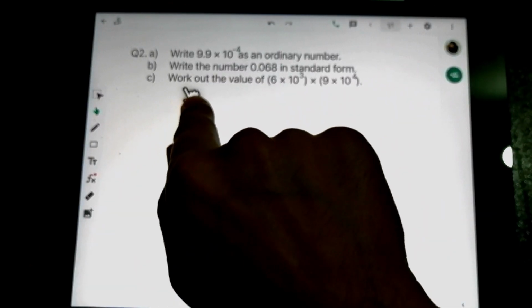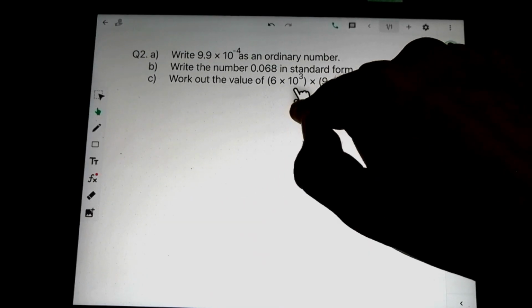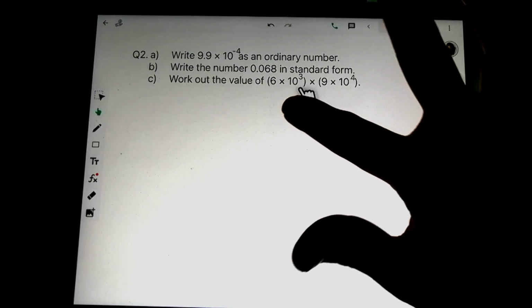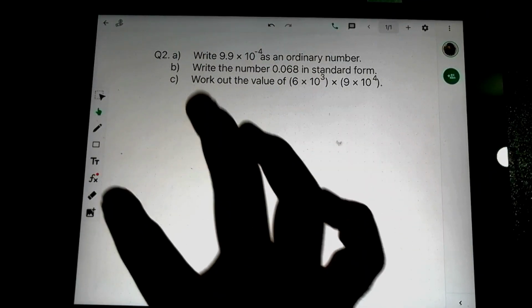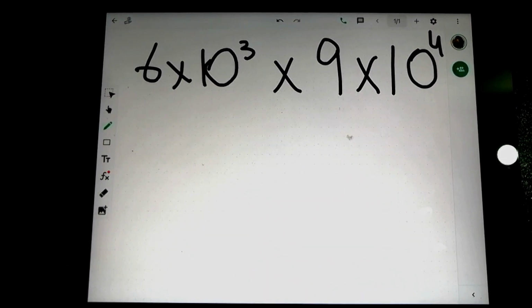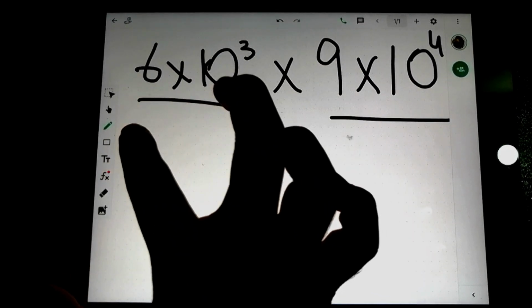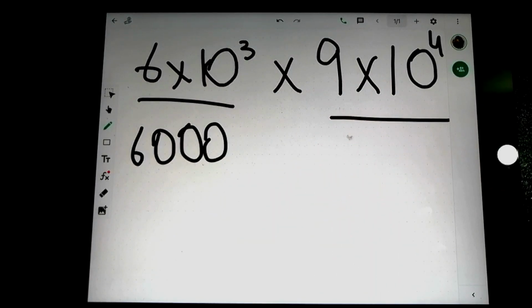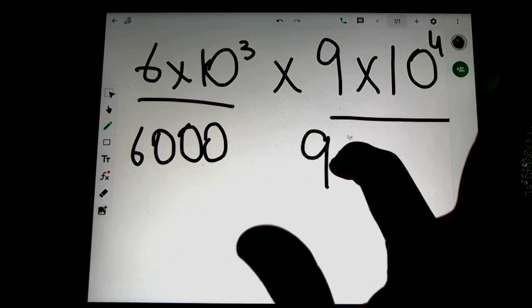Okay, so part C says work out the value of 6 multiplied by 10 raised to the power 3 multiplied by 9 multiplied by 10 raised to the power 4. So these are two standard forms which we need to multiply. So let's solve it. What we'll do here is expand both of these on their own and then multiply them. So 10 raised to the power 3 is 1000, so 6 multiplied by 1000 is 6000, right? 9 multiplied by 10 raised to the power 4, 10 raised to the power 4 is 10,000, so 9 multiplied by 10,000 is 90,000.